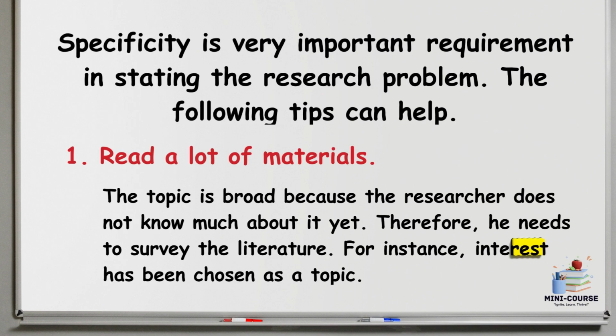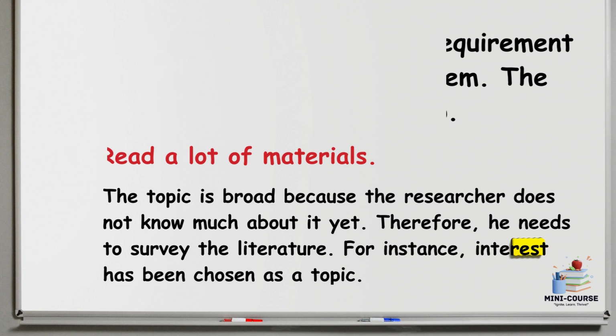Specificity is a very important requirement in stating the research problem. The following tips can help. 1. Read a lot of materials. The topic is broad because the researcher does not know much about it yet. Therefore, he needs to survey the literature. For instance, interest has been chosen as a topic.